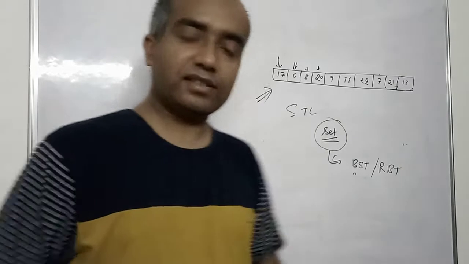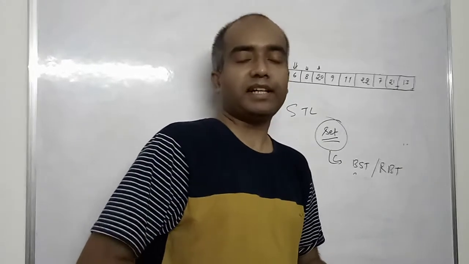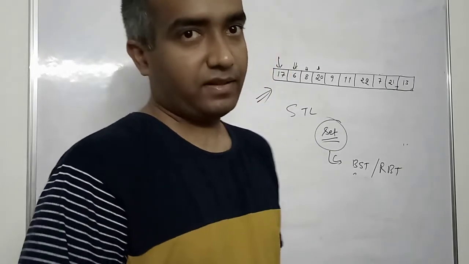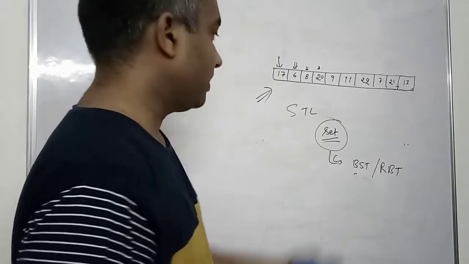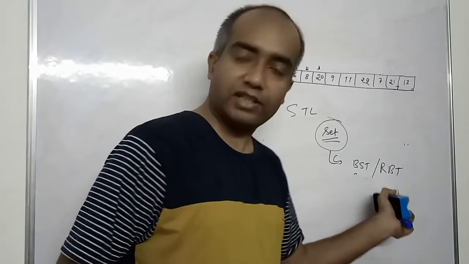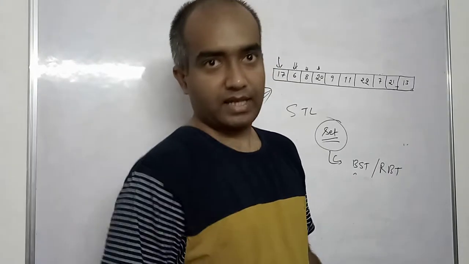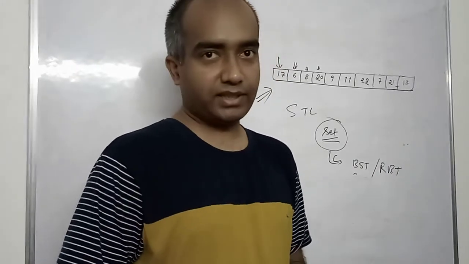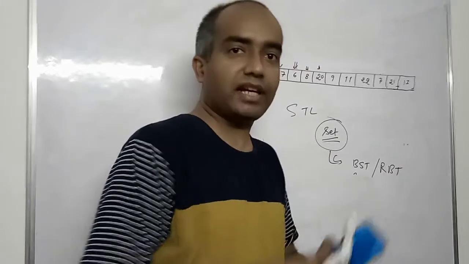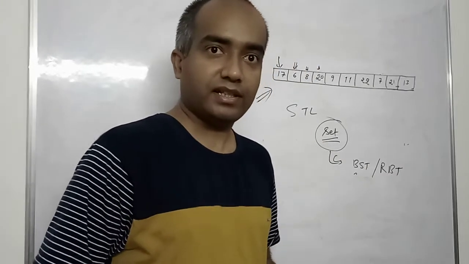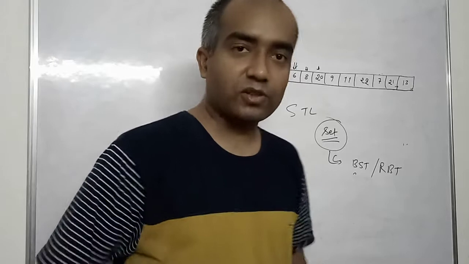Either it uses a binary search tree or it uses a red black tree, depending on the compiler that has provided the algorithm. Earlier it should be BST, but with the new compilers it's RBT. Red black tree is a very efficient tree which arranges the elements in a faster manner, right? And retrieval is also fast.